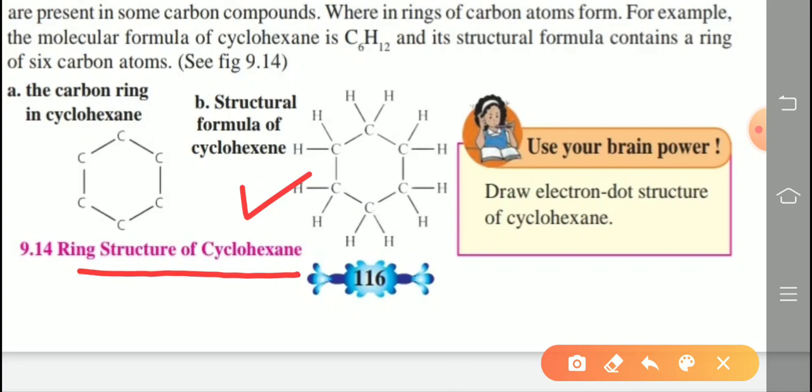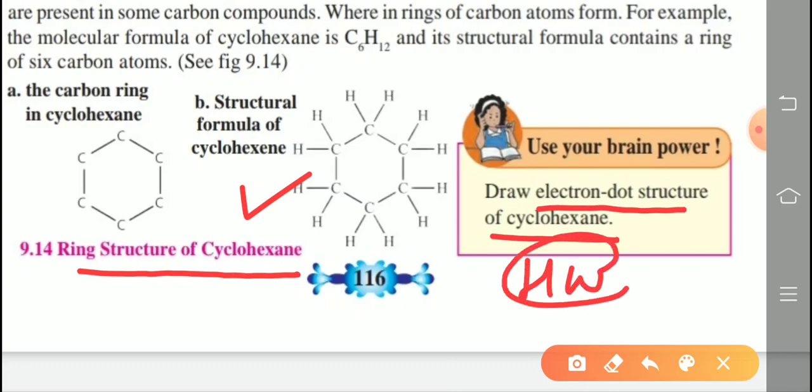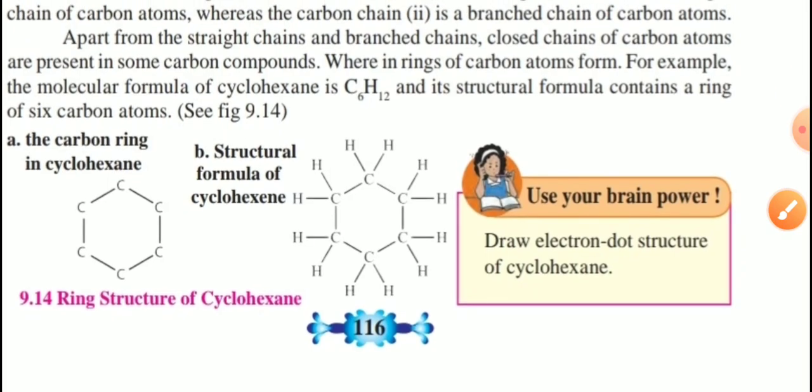Use your brain power. Now you draw the electron dot structure of this cyclohexane. This is your homework question. Try to draw. I will show the answer in our assignment question.